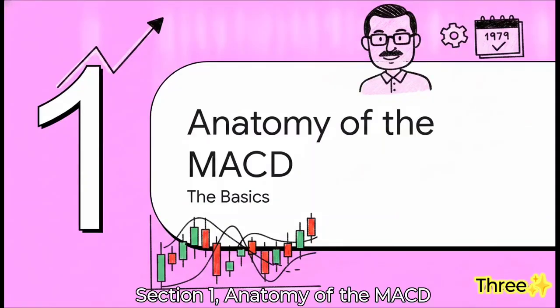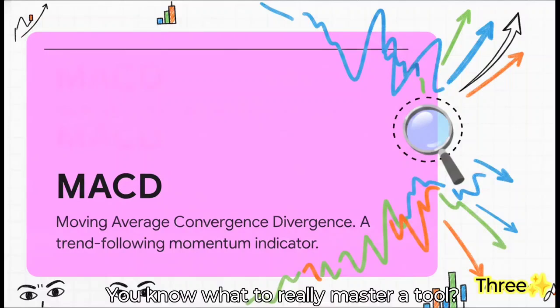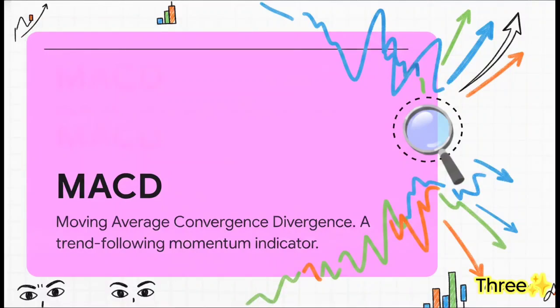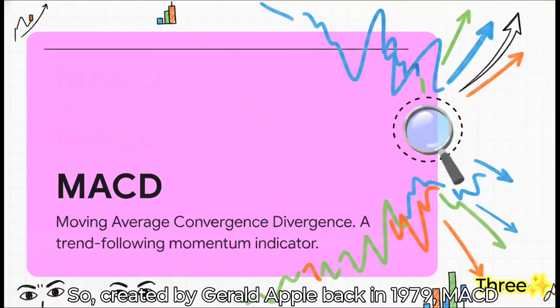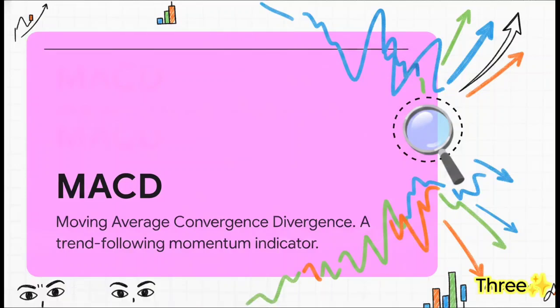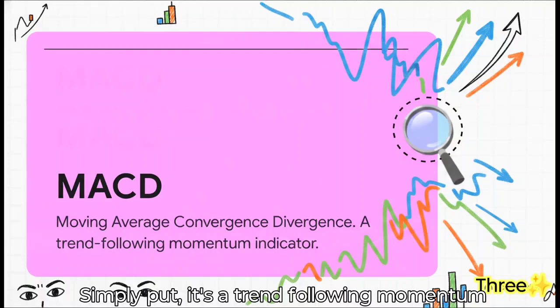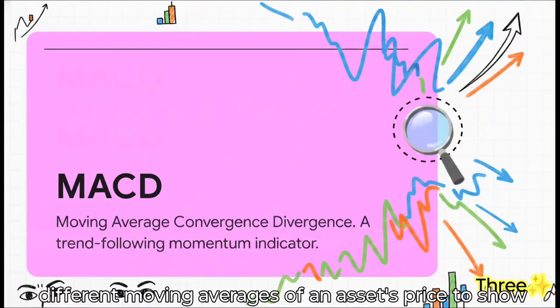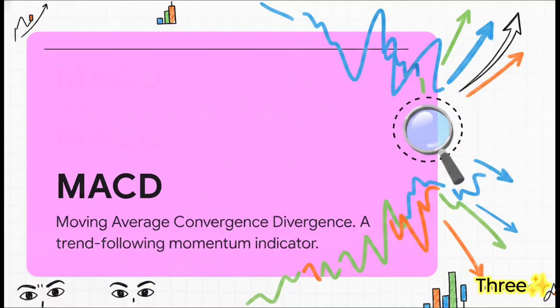Section 1. Anatomy of the MACD. To really master a tool, you've got to know exactly how it's built under the hood. Created by Gerald Appel back in 1979, MACD stands for Moving Average Convergence Divergence. Simply put, it's a trend-following momentum indicator. It calculates the relationship between different moving averages of an asset's price to show you exactly where the momentum is heading.